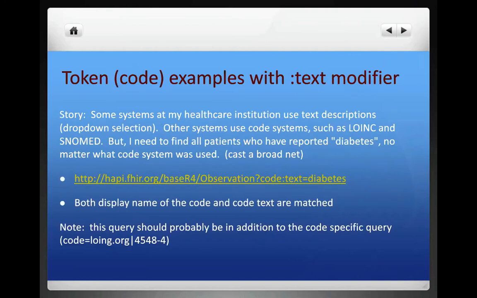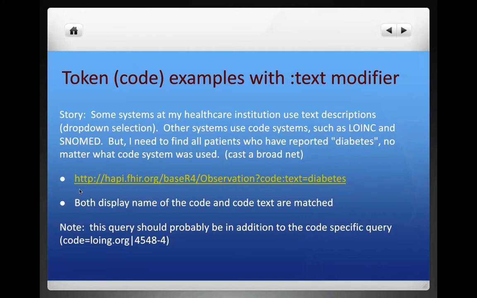Let's talk a little bit more about text modifiers. Let's tell another story. Some systems at my healthcare institution use text descriptions from a drop-down selection. Other systems use code systems such as LOINC and SNOMED, but I need to find all of the patients who have reported diabetes, no matter what system was used. So we're trying to cast a broad net.